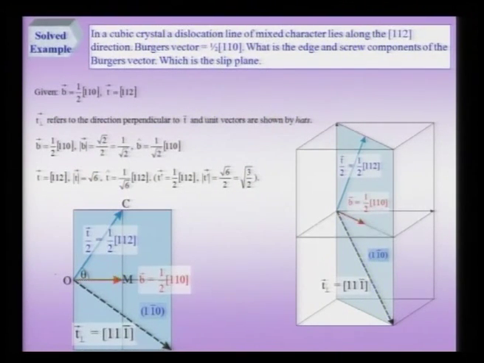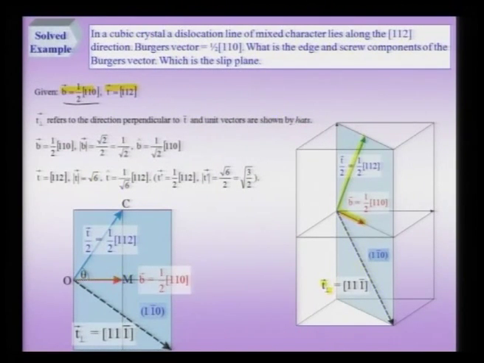So, we are given that the Burgers vector B is half 1, 1, 0 and the T vector is 1, 1, 2. Now, we know that if I resolve B along T and perpendicular to T, the component parallel to T is the screw component, and the component perpendicular to T is the edge component. So, let me see the Burgers vector here. This is now my B, and this is my T vector, which is shown here in the 3-dimensional view. Now, this B vector can be resolved into a component parallel to T and a component perpendicular to T. So, I need to know the two directions, the direction of T and the direction perpendicular to T, where the subscript perpendicular implies the direction perpendicular to T.